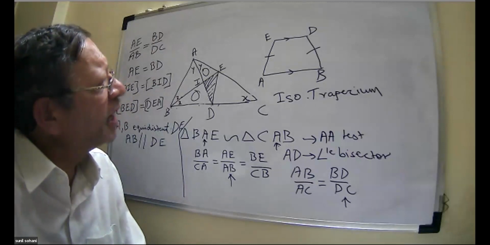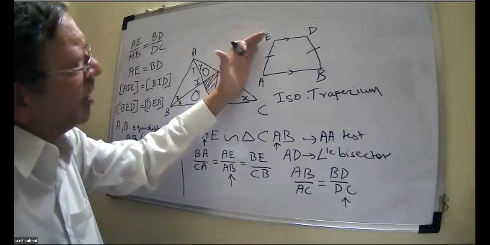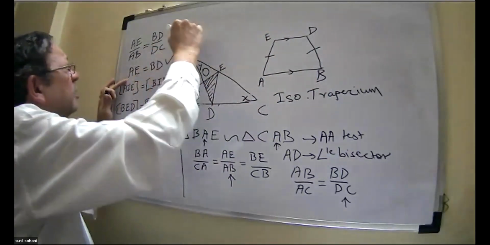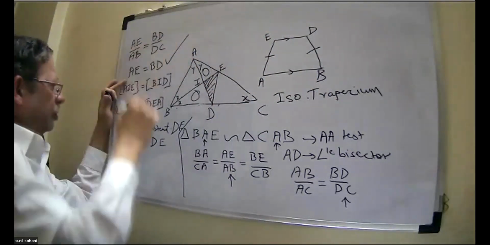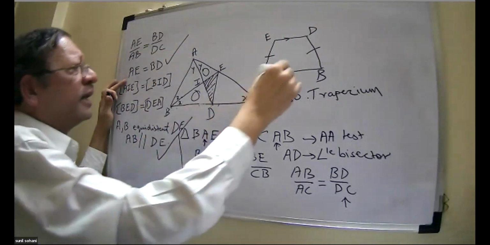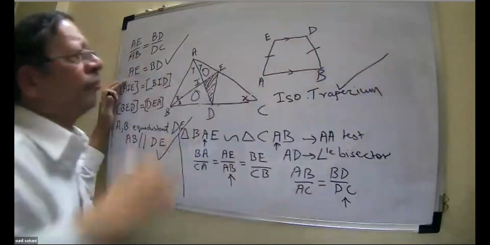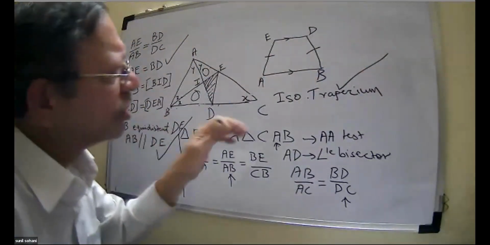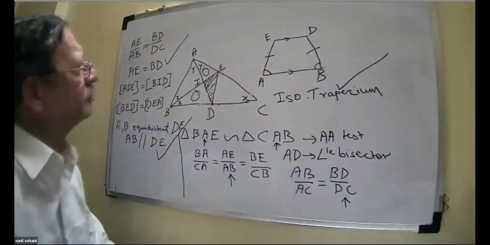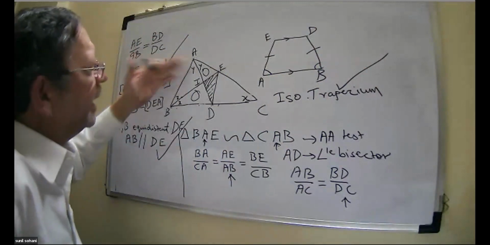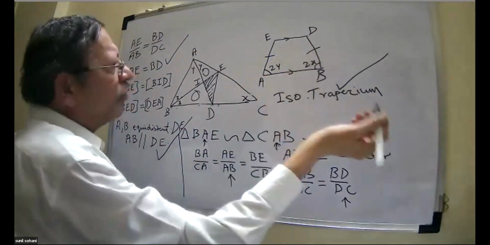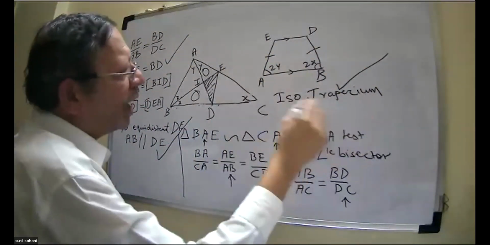So not only is ED parallel to AB, but even the sides are equal. We have proved that here. This is a tick mark here, a very big tick mark, and a second tick mark here, and that leads to the fact that this is true. And you know the fact that in isosceles trapeziums, angle A and angle B are equal. Here angle A is 2y and angle B is 2x. They are equal, which means x is equal to y is proved.